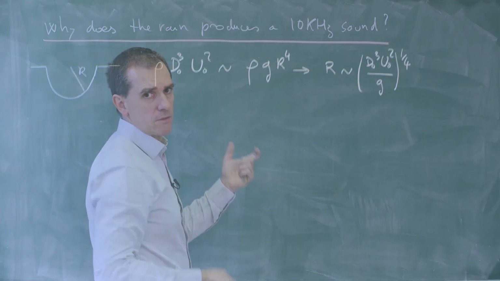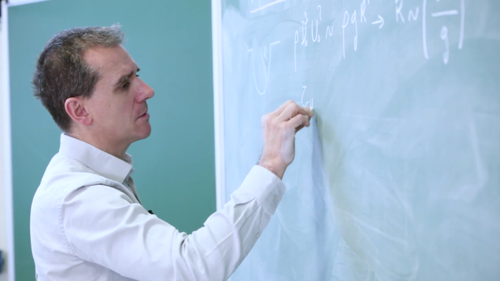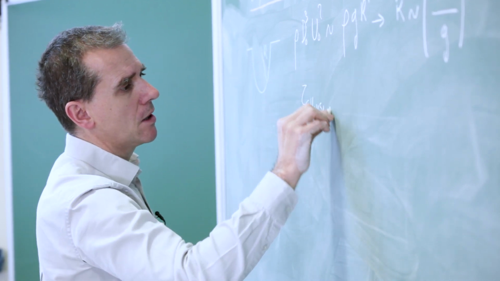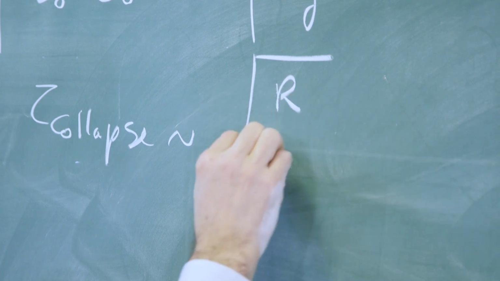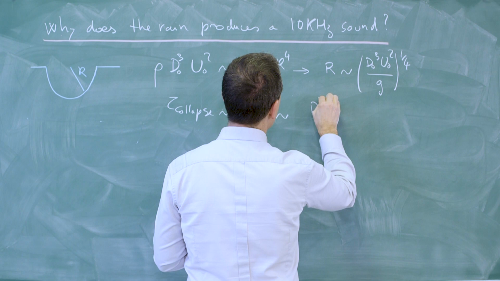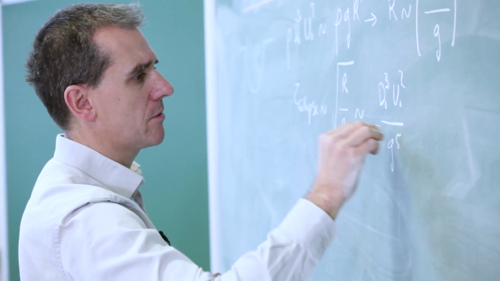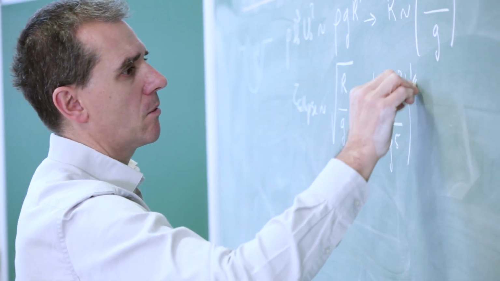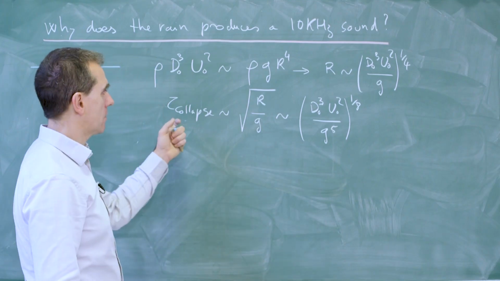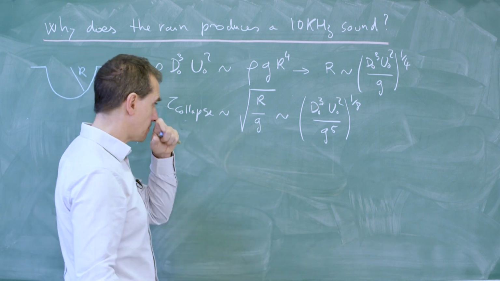From this evaluation of the size of the crater, you can deduce the time it will take for this crater to collapse due to the action of gravity. The time of collapse of the crater will go like the square root of R divided by g, and you deduce from the above expression that this will scale like (d0 cubed, u0 squared, divided by g to the 5th) to the power 1/8. So this is the expression of the characteristic time of collapse of the crater that the raindrop has produced.